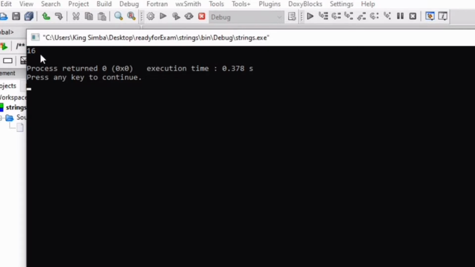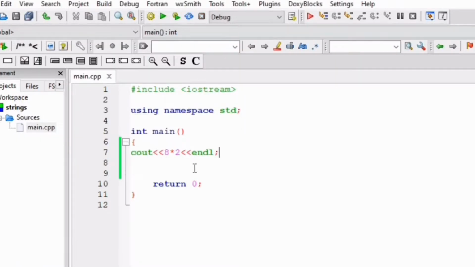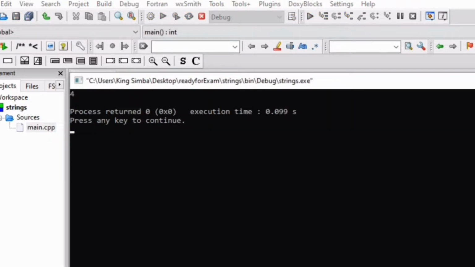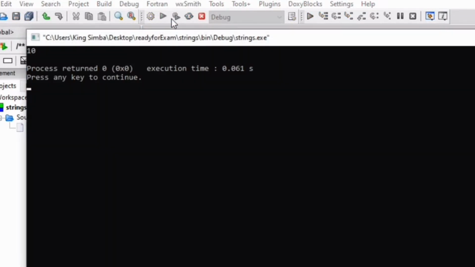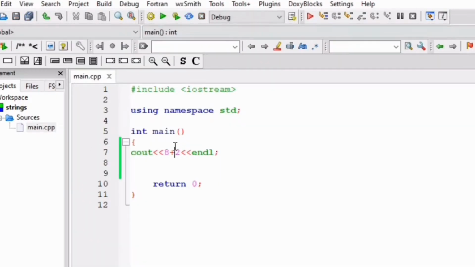So the answer is 16. It's correct. You can multiply. You can also add or divide. Let's add. See, the answer is 10.